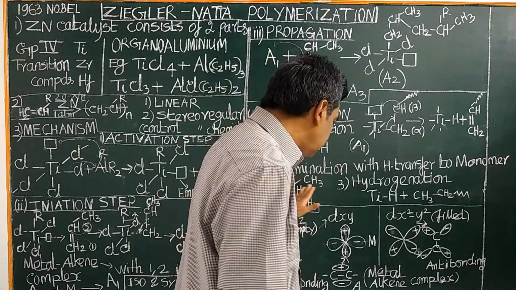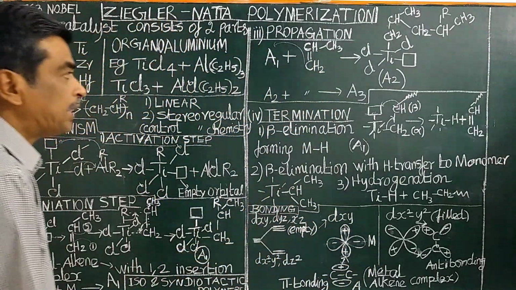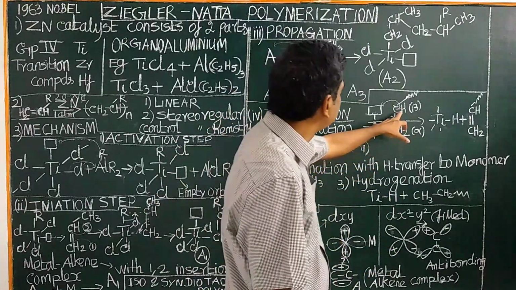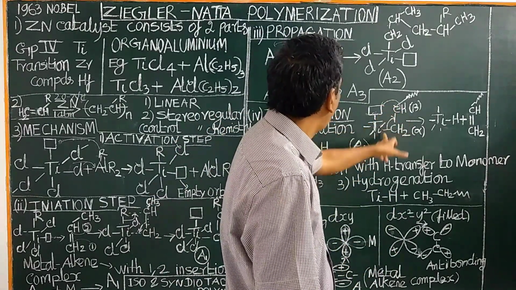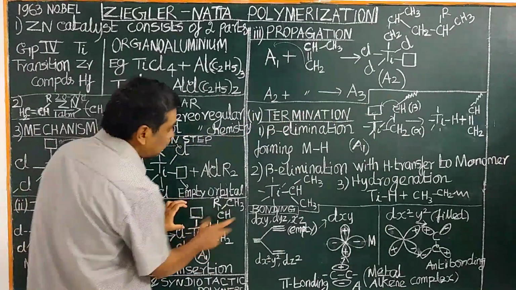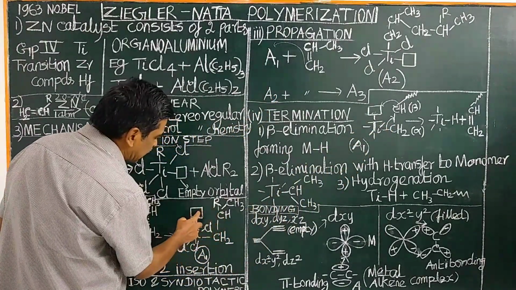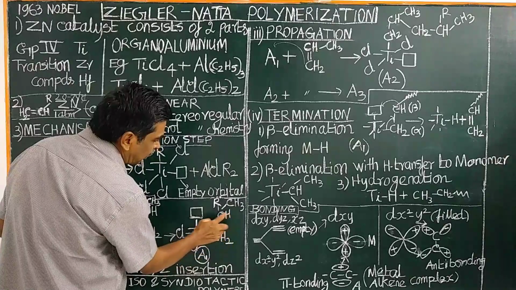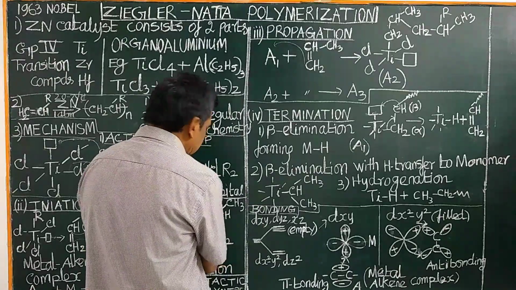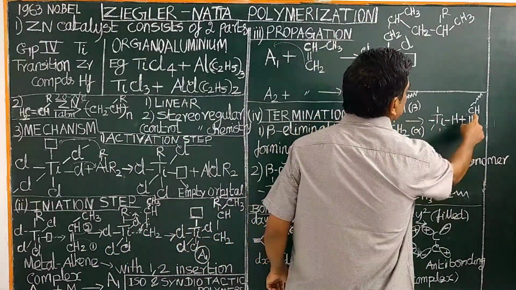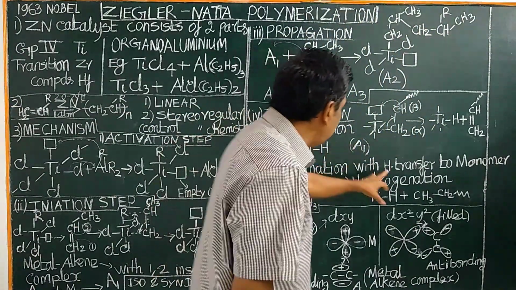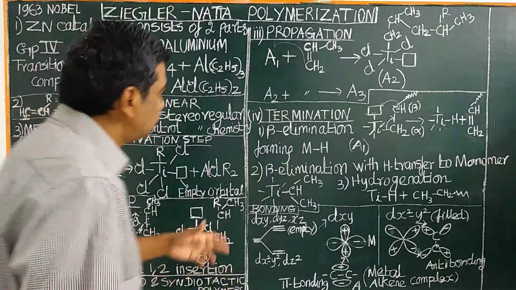Now, let us see the termination step. There are three ways the polymerization can be terminated. One is beta elimination with hydrogen transfer, forming metal hydride. For example, here, the same one. Here, you see, I have drawn this here, and this hydrogen is transferred here. This is alpha, beta. So the hydrogen is transferred, and then this bond is broken, so CH2 double bond CH, the polymer chain.